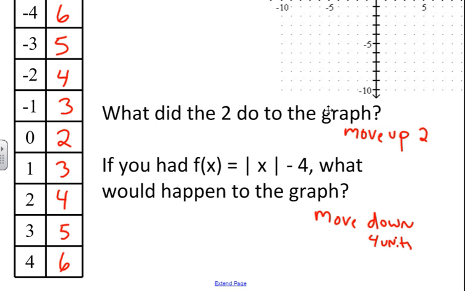Okay? So the vertex would be down to here, and then would go up this way, if you look up there. So whenever you have something adding to the absolute value or subtracting, adding moves the vertex up, and subtracting means it's going to move down the vertex by that many units.